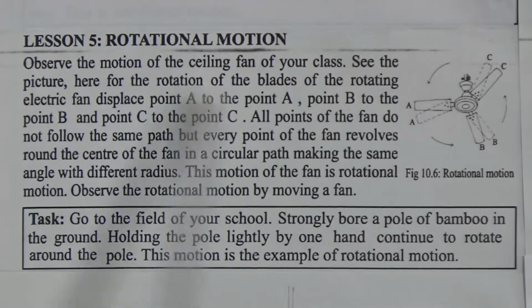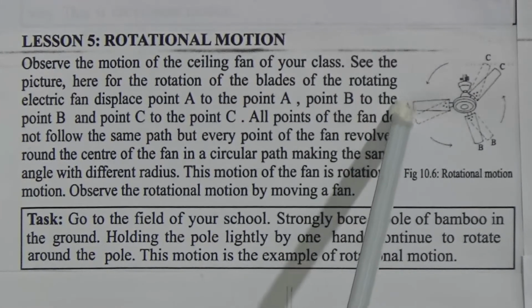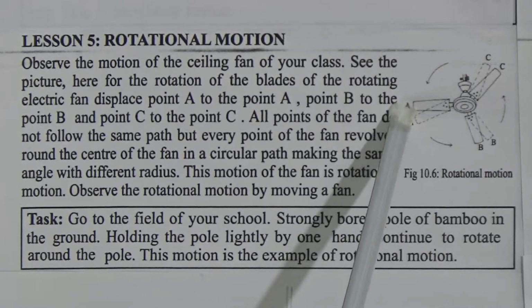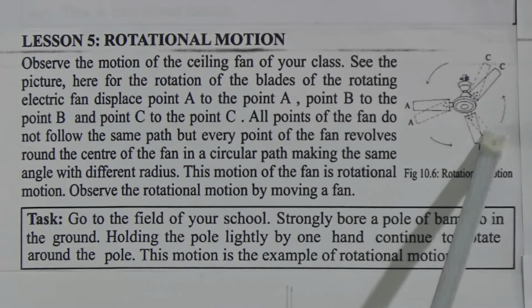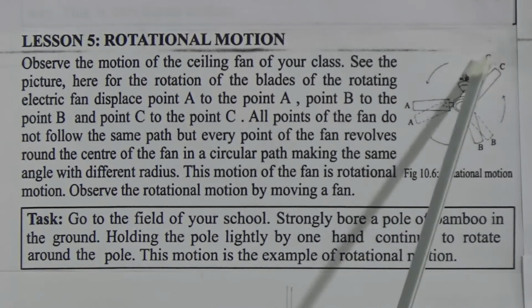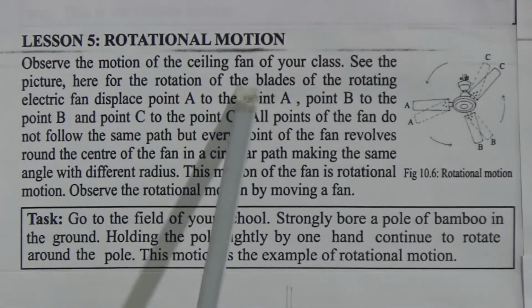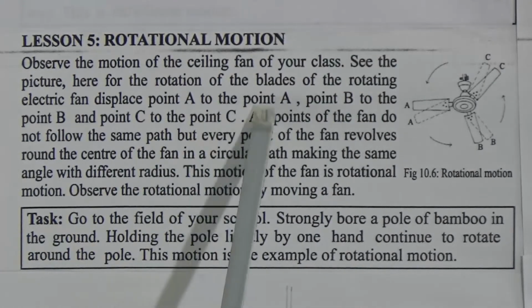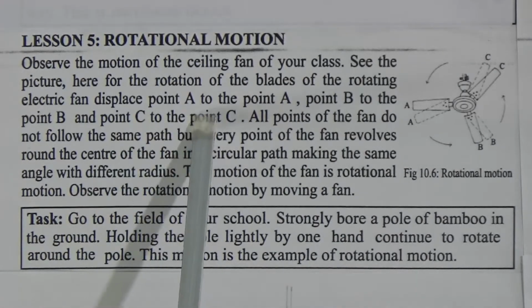See the picture. This is the picture of a ceiling fan. When you turn on the ceiling fan, the blades will change position. See, this was the first position, and this is the new position of the blade. When it starts to move, this blade also changes position, and this one also changes position. Here, for the rotation, the blade of the rotating electric fan displaces point A to point A frame, point B to point B frame, and point C to point C frame.